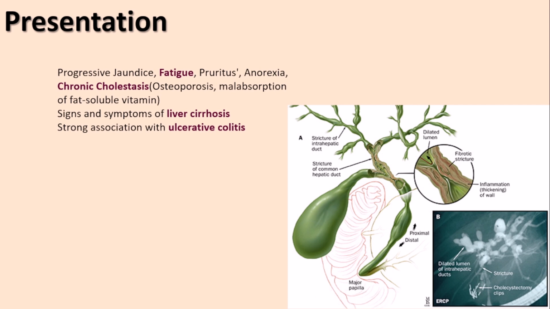Another sign and symptom appears in advanced disease, where the patient develops liver cirrhosis. So in case of developing liver cirrhosis, the patient is going to have signs and symptoms of liver cirrhosis like ascites, coagulopathy, portal hypertension, and so on and so forth. And note that primary sclerosing cholangitis is highly associated with ulcerative colitis. So we are going to talk about this in following slides.